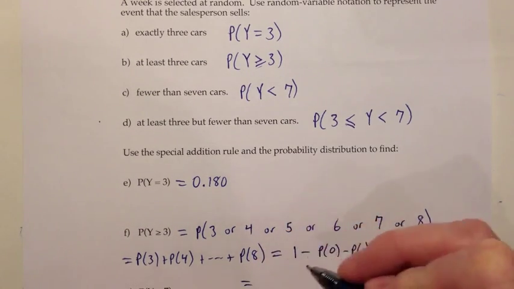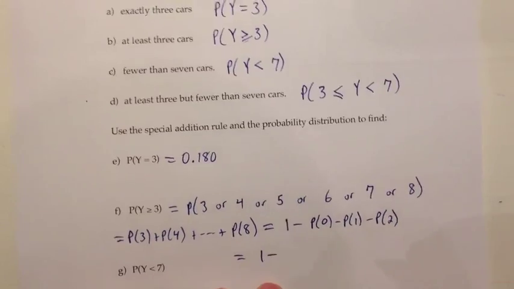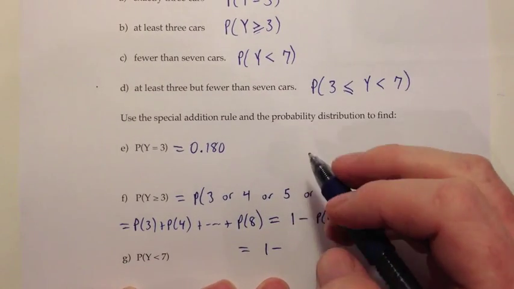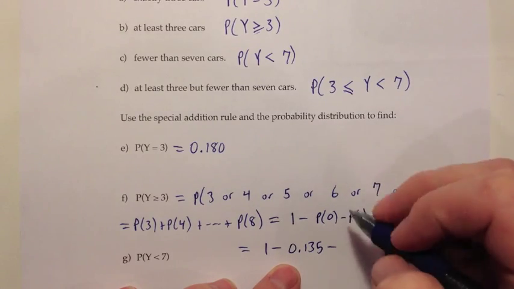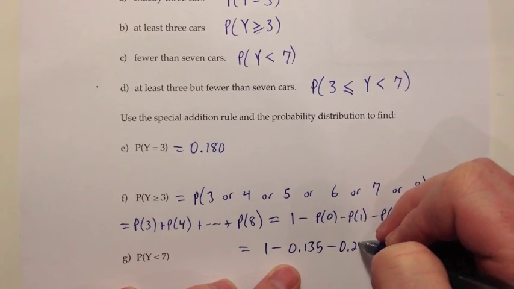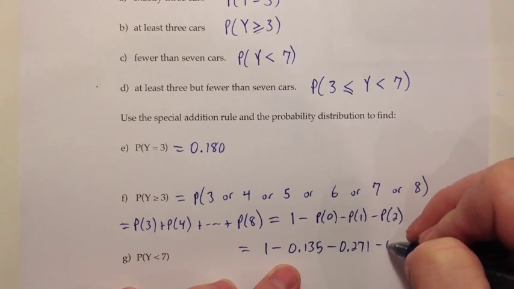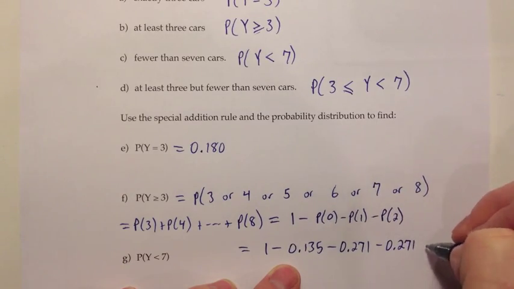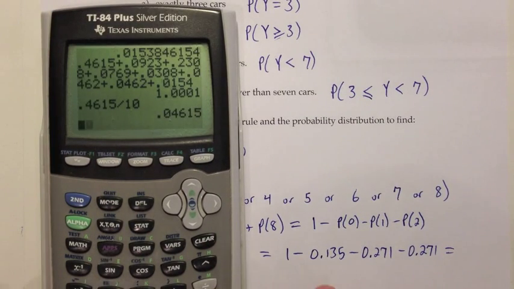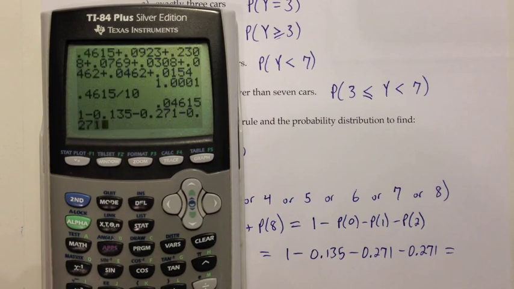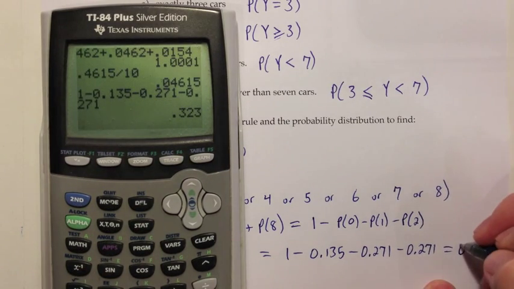So looking at how that would turn out, that would be 1 minus, just going to the chart up above, the probability of 0 is 0.135, minus the probability of 1, which is 0.271, and that's also the probability of 2, is the same amount. And then I can go to the calculator and figure out what that is altogether. So I get 0.323.